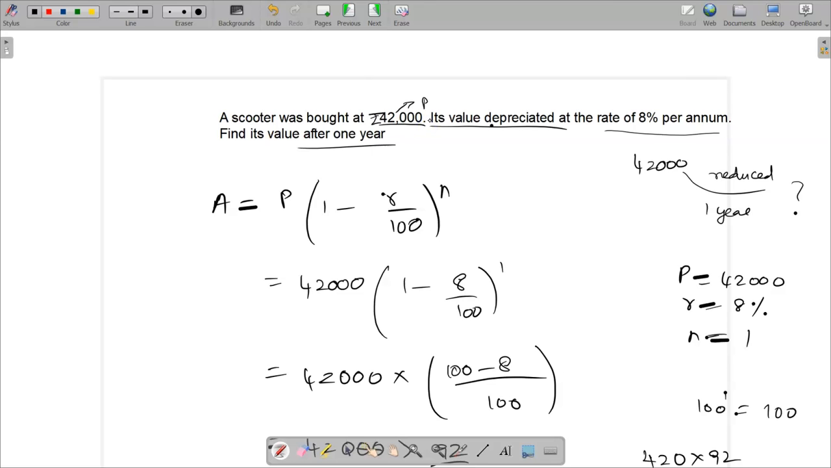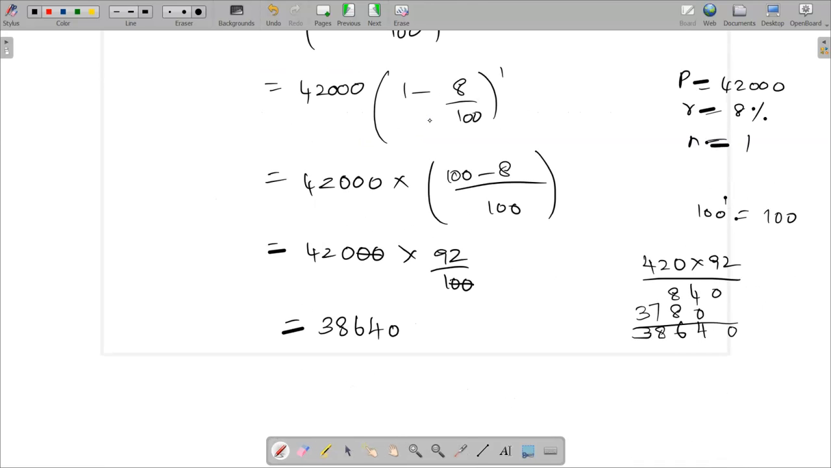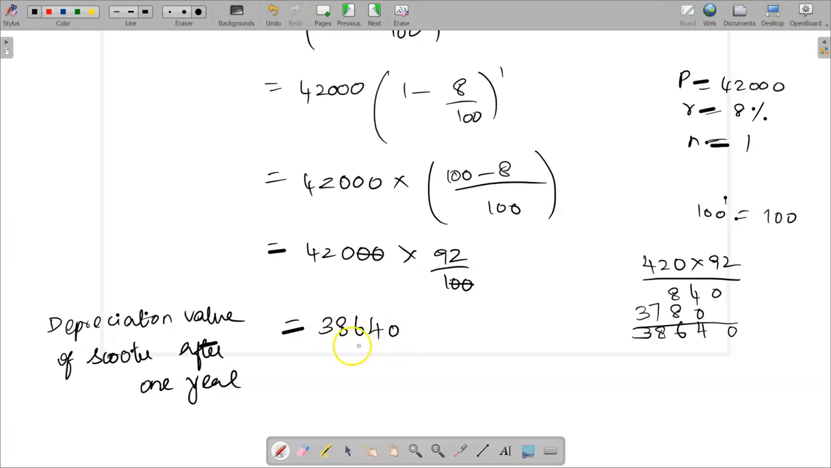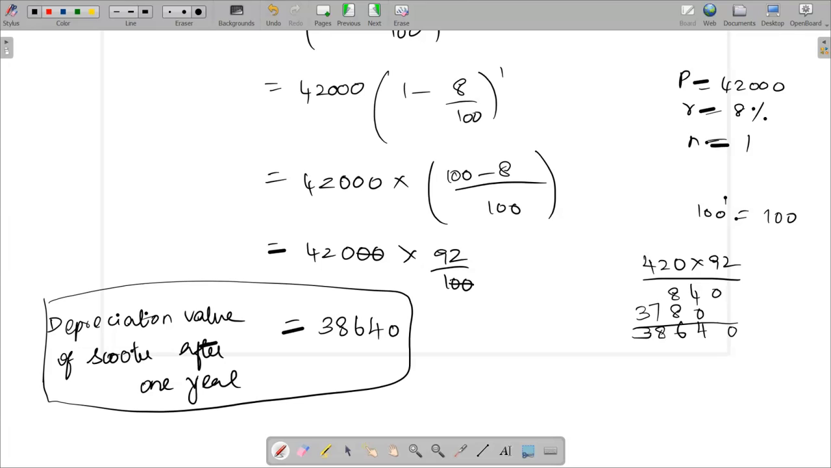After 1 year, the depreciated value of the scooter is rupees 38,640. Okay, so thanks for watching.